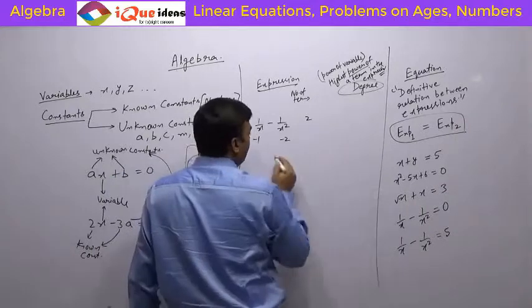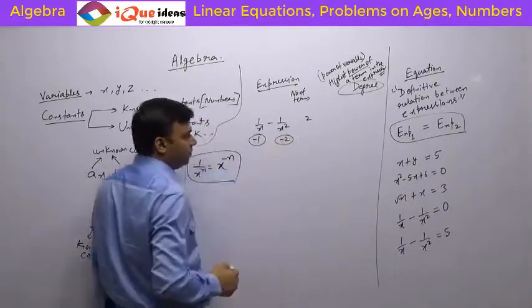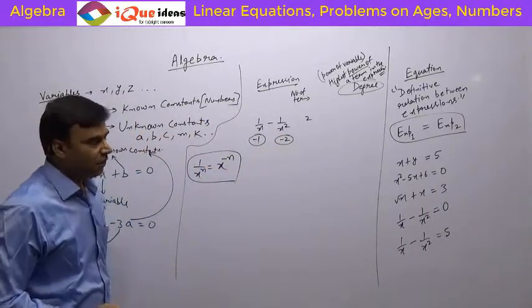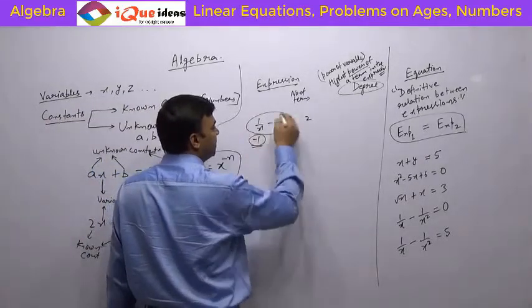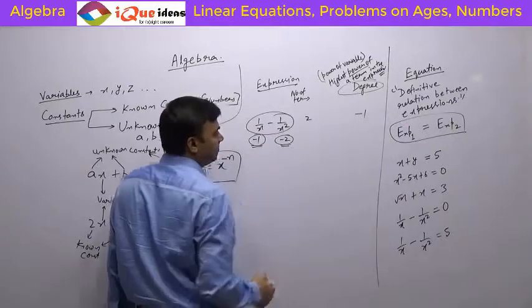So what will be the degree? Now which one is the higher of minus 1 and minus 2? Because there are two terms, we have to take the higher degree. Minus 1 is higher than minus 2. So the degree of this expression is minus 1.